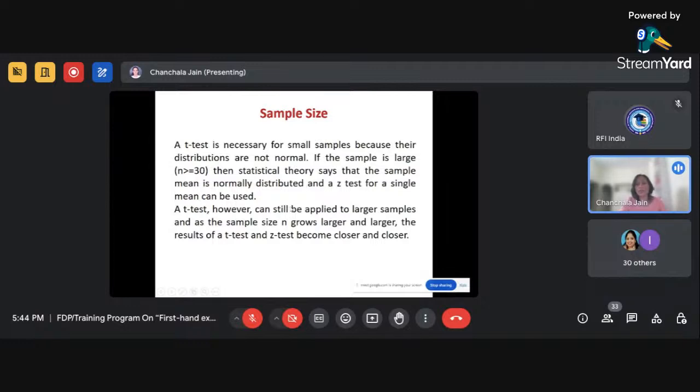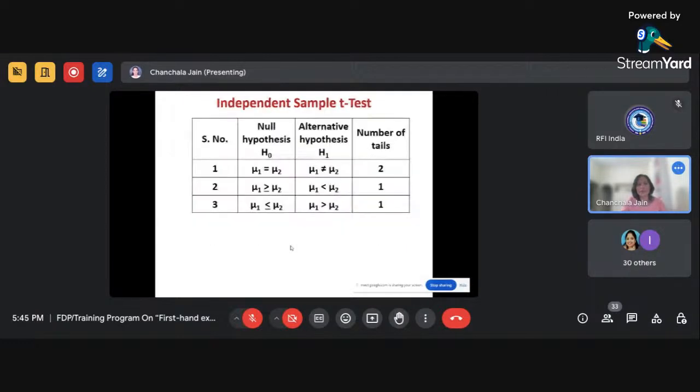So the central limit theorem says that when the sample size is greater than 30, the t distribution generally goes towards the normal distribution, right? So this is about the sample size. I think it is clear. May I proceed?